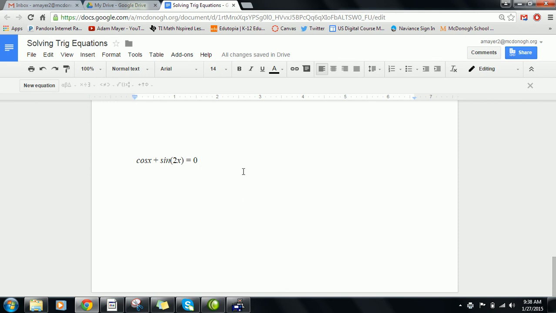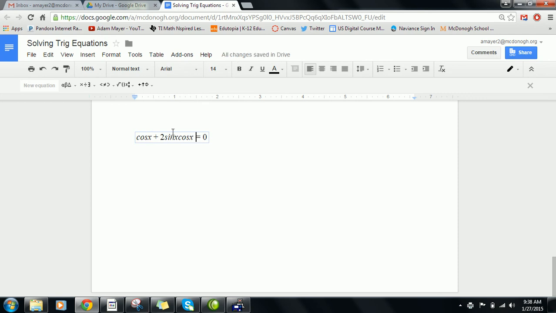And for this one, it's very similar in that I have cosine and a sine, and I want apples and apples, right? So far I have cosine of x and sine, that's apples and oranges. So it's always helpful to try, if we can, to begin by inserting an identity. So sine of 2x by identity is 2 sine x cosine x, excuse me.